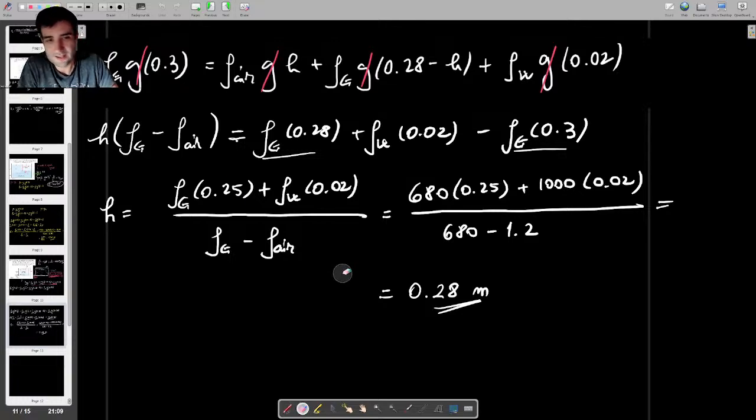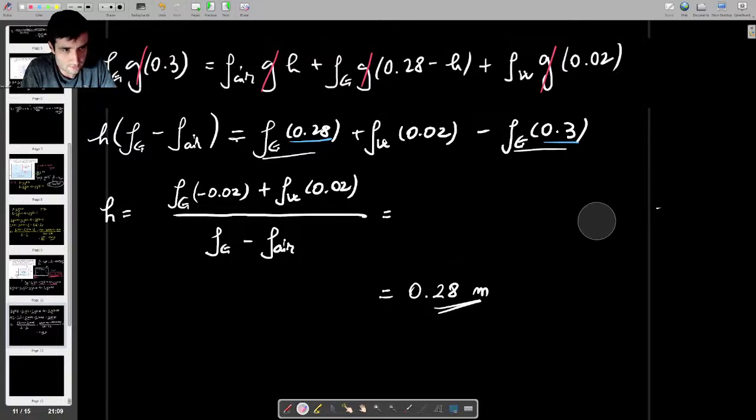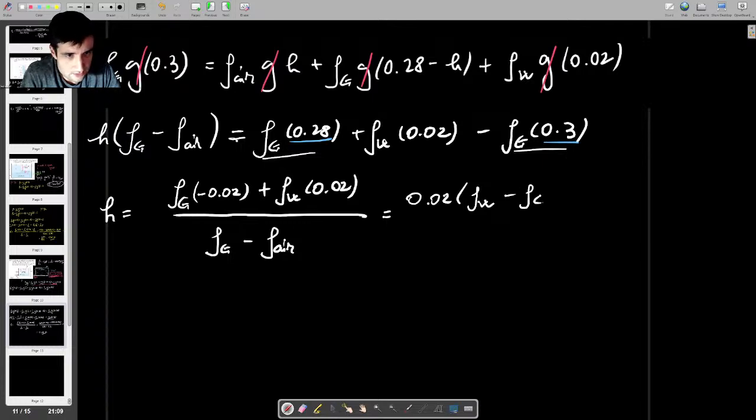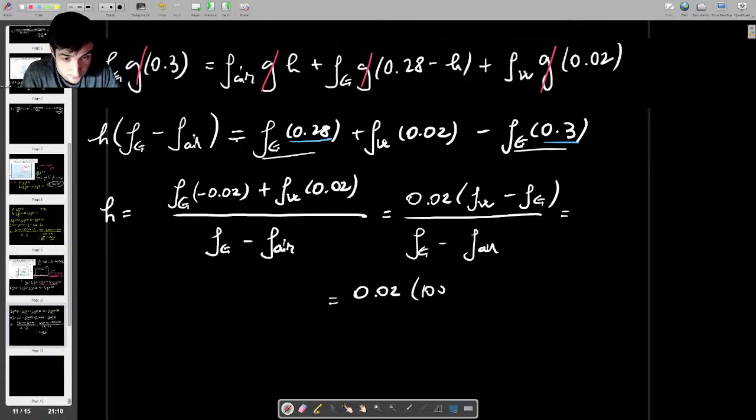Oh, okay, I see the issue. I've done a silly mistake when I was subtracting things. So 0.28 minus 0.3, that's not 0.25. I did 0.28 minus 0.03, but this should be minus 0.02. And everything else should be fine. So let's get rid of this. And this becomes 0.02 times density of water minus density of gasoline, divided by rho G minus rho air. Okay, so we have 1000 minus 680 divided by 680 minus 1.2.